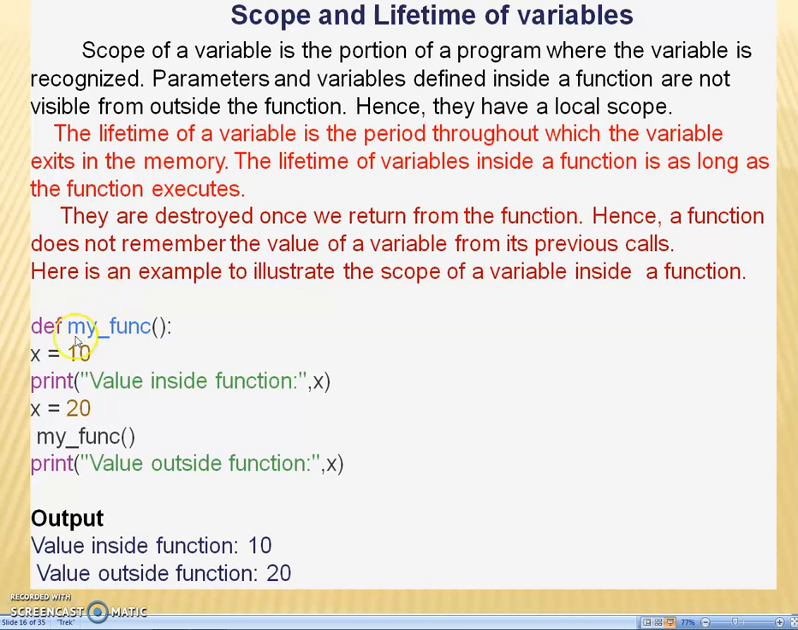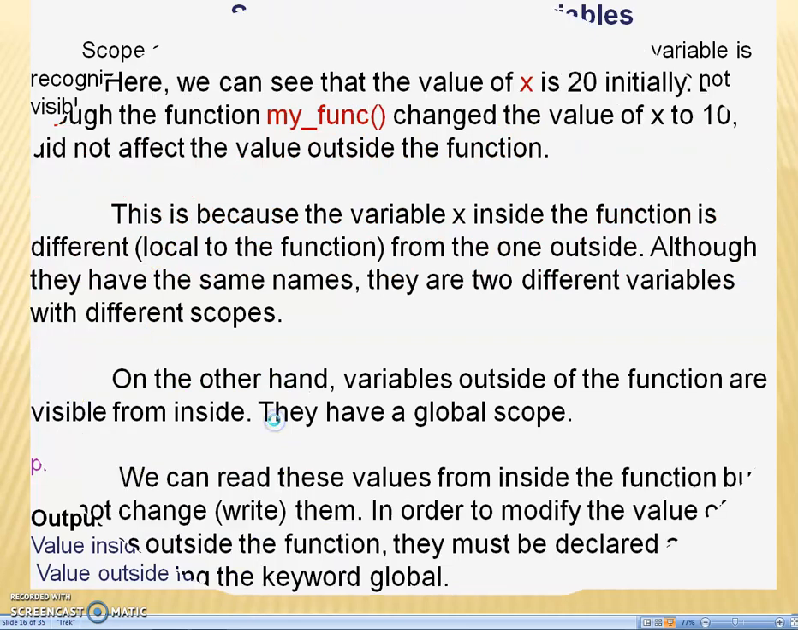So here is the example that we have defined the function, def my_function, that is the syntax, x = 0, and we have printed the value inside the function, x = 10. After that we have declared x = 20, and we have printed, that is, call the function and print value of x. So while printing, it is going to print value inside the function is 10 and value outside the function is 20.